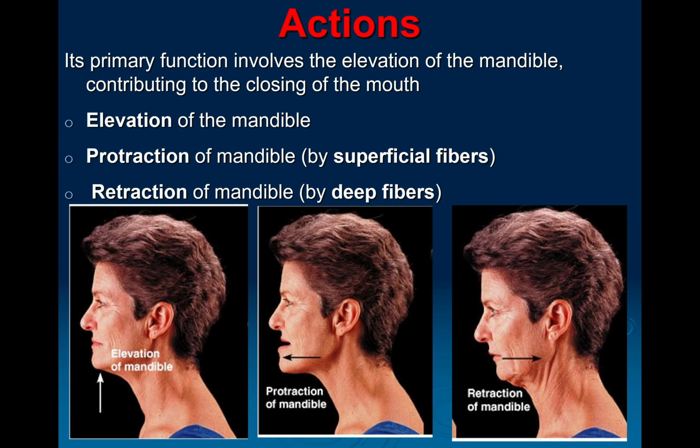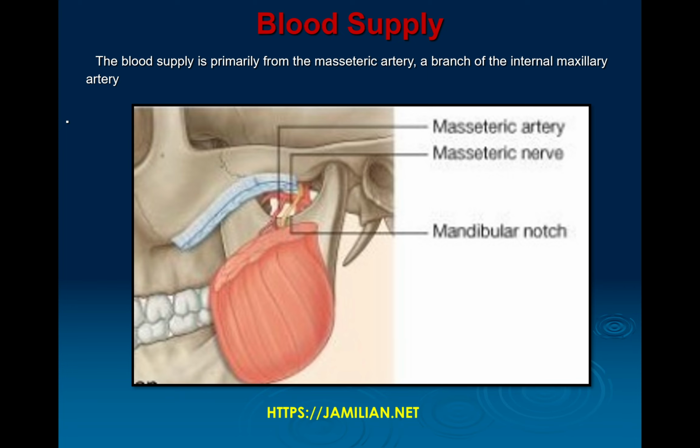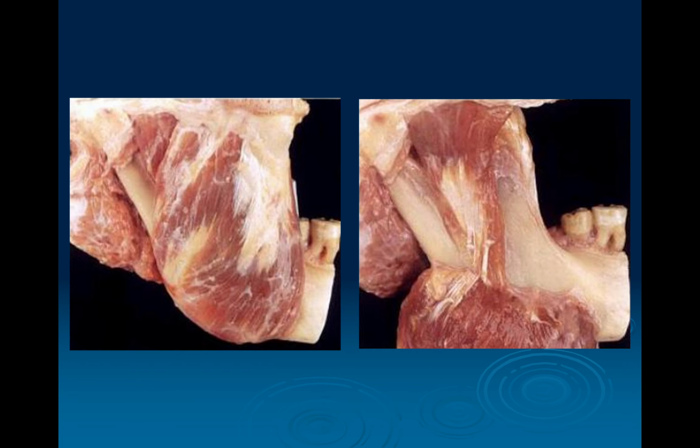The primary function of the Masseter muscle involves the elevation of the mandible, contributing to the closing of the mouth. Additionally, it plays a role in the protraction of the mandible, facilitated by superficial fibers, and the retraction of the mandible, controlled by deep fibers. The Masseter muscle is innervated by the mandibular nerve. The blood supply is primarily from the masseteric artery, which is a branch of the internal maxillary artery. In this slide, the human Masseter muscle can be seen.